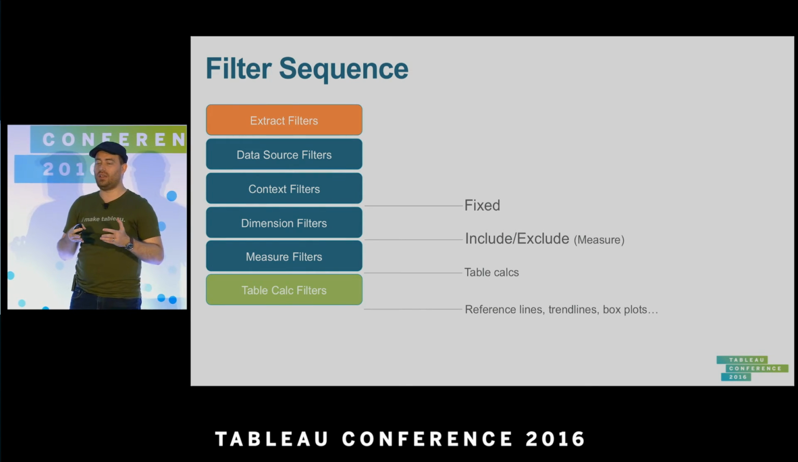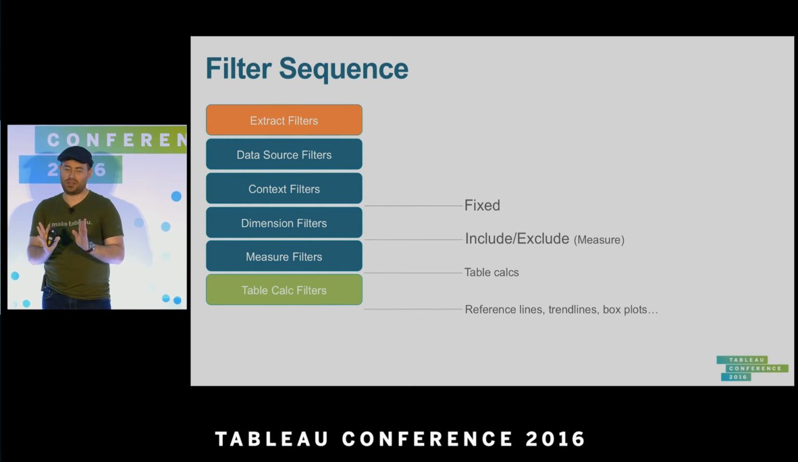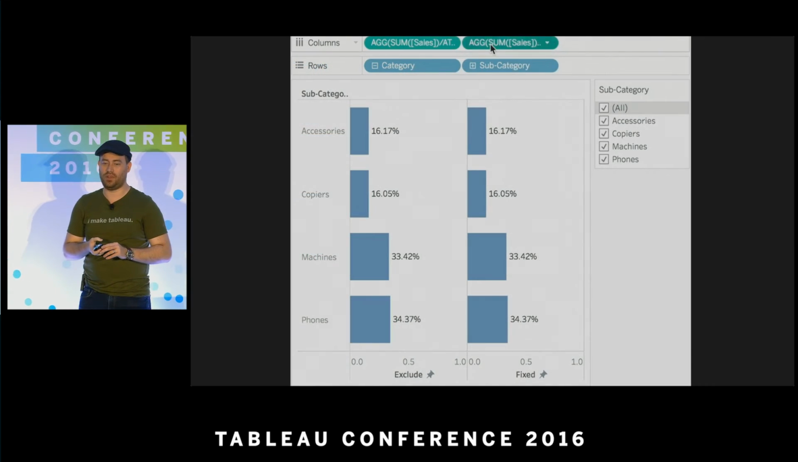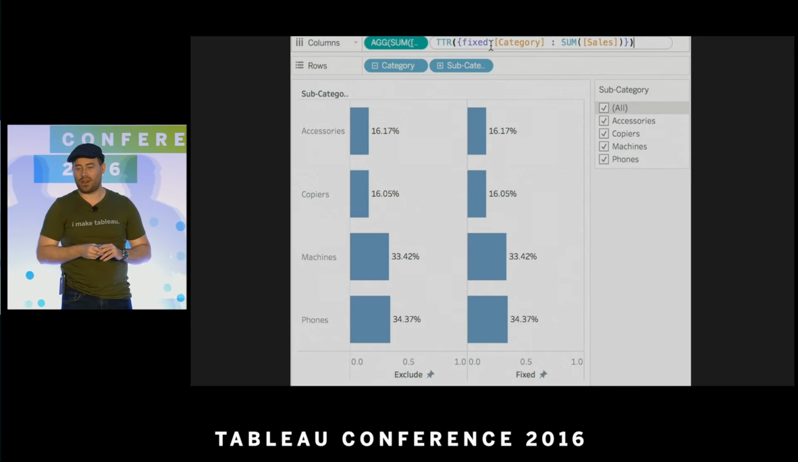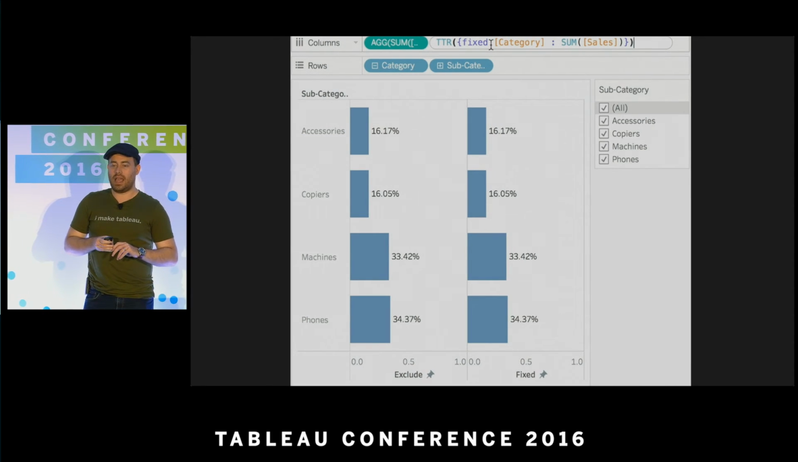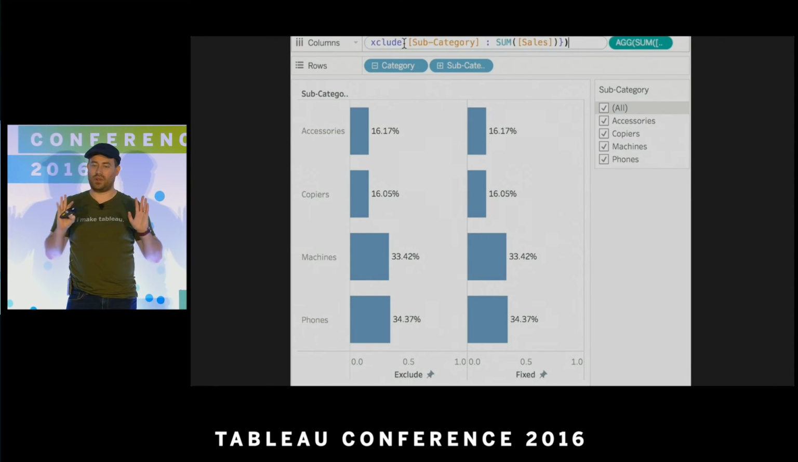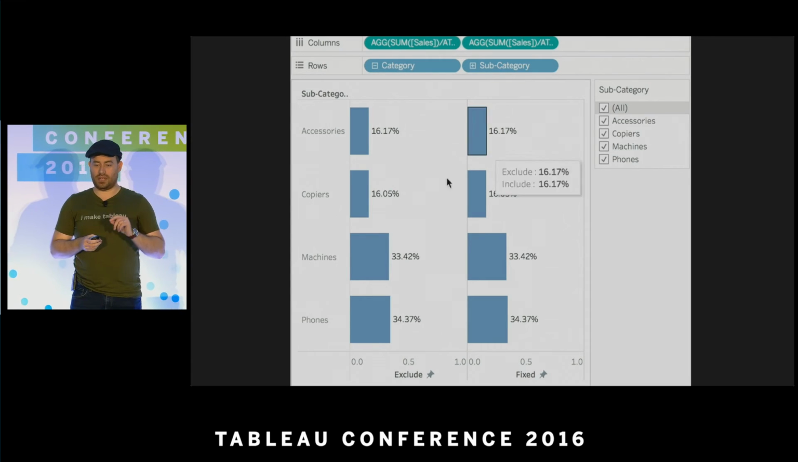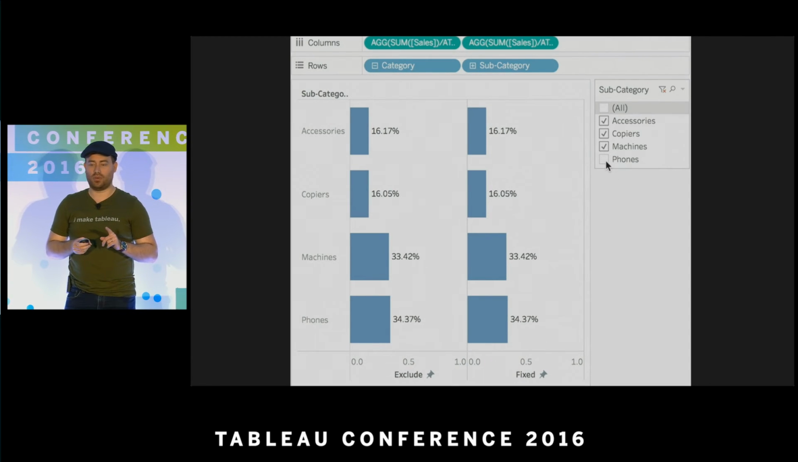So given this, you can take advantage of the situation of the fixed in this diagram to do a lot of cool tricks. Let's look at a few of them. So in this case, I have fixed category sum of sales. And I have another calculation that has the functional equivalent of that, exclude subcategory. Both of these are category sum of sales. Let me filter and see the numbers match at this point, given there are no filters.